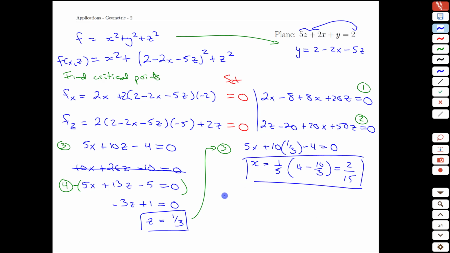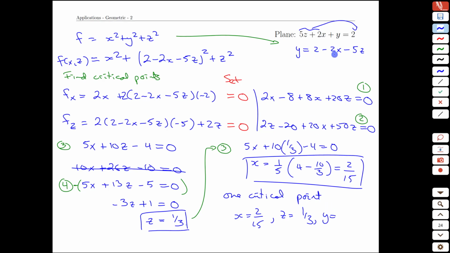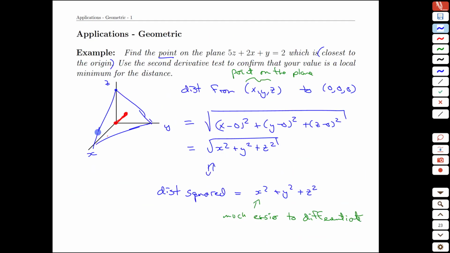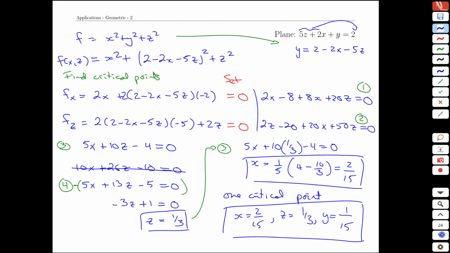And so we end up with a single critical point at x equals 2/15 and z equals 1/3. And if we wanted to, we could add the third coordinate, our y coordinate from up here, 2 minus 2x minus 5z's. Using these values, we get 1/15 for y. That would be a point on the plane, sketched out loosely here, which would be closest, we think, to the origin. We're going to confirm that with the second derivative test.